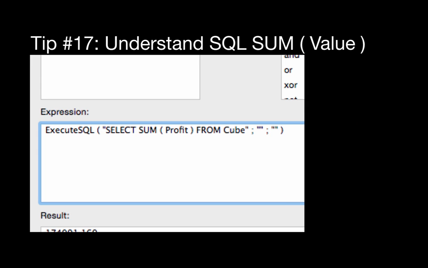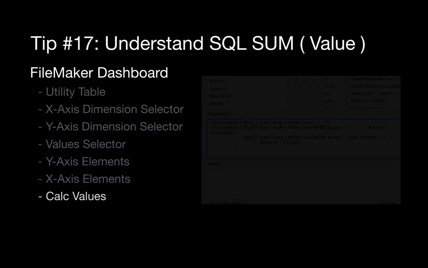Again, we're using the Execute SQL function. And if we wrote the one that you see on the screen here, where we said SELECT SUM, then in brackets profit FROM cube, you're basically saying to FileMaker, or to the SQL function in particular, go to the table called cube, look at the field called profit, and instead of bringing back the numbers in that field like you've been doing in the past with SQL, what I want you to do is just sum up all of the numbers you see in that column called profit and just bring me back the total sum. So that's how that particular SQL statement works.